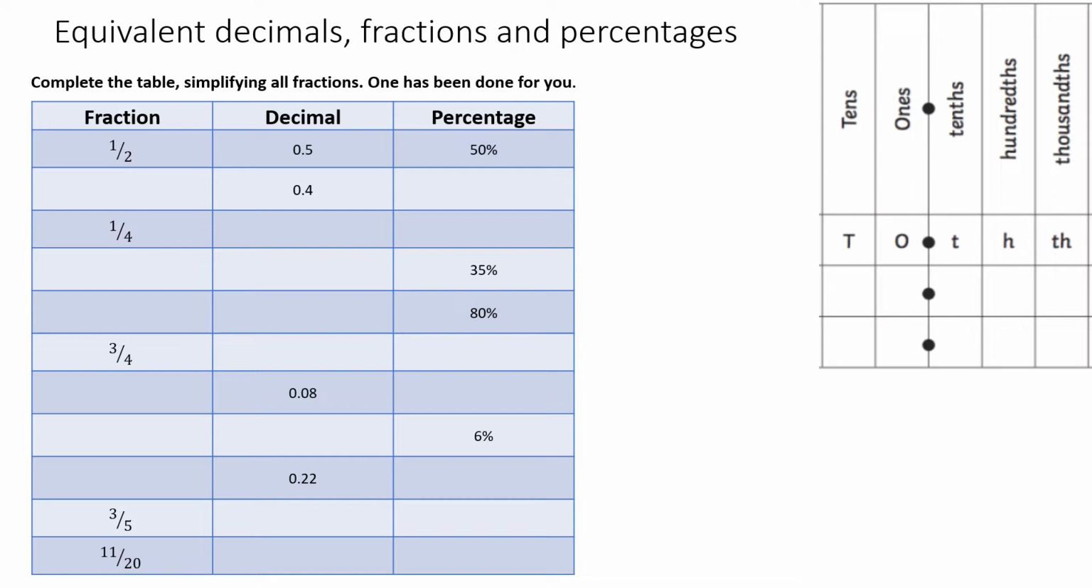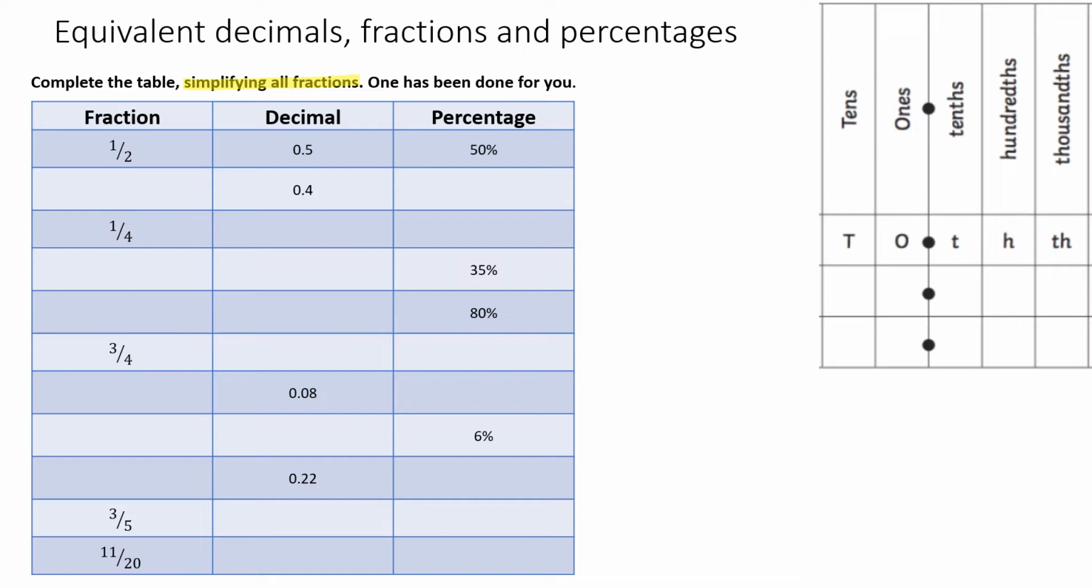So I've also included on the right hand side of the page a place value sheet because it might come in handy later on. You've got to complete the table, the fractions, the decimals, and the percentages. And just to note as well, it does say simplifying all fractions. So for a reasoning paper, you do need to know how to simplify fractions. So making sure that you have got your fraction in its simplest form.